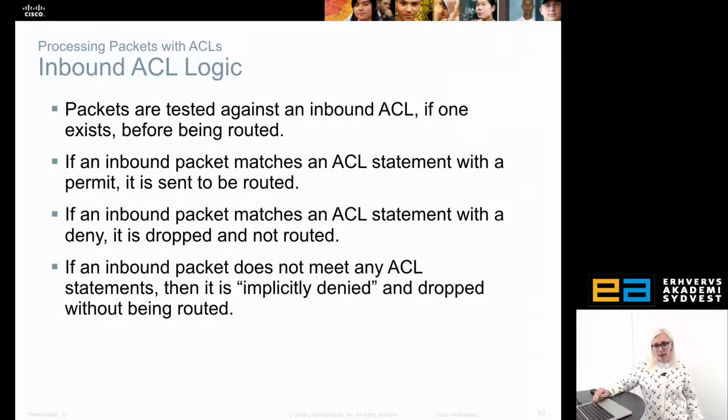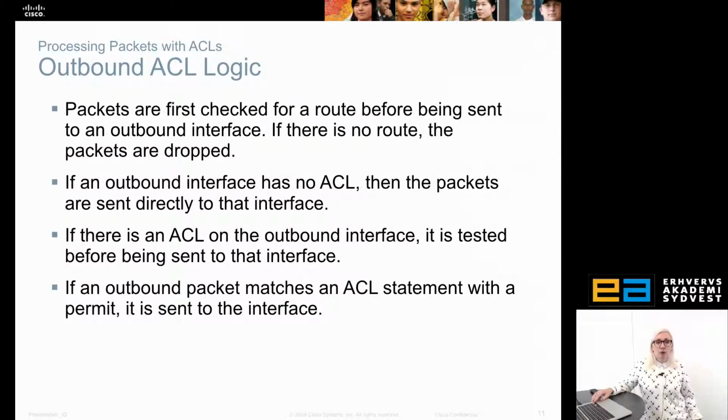Packets that are tested against an inbound ACL will be tested before the traffic is being routed, so that if you drop a packet, it will of course not be routed. If an inbound packet does not meet any of the ACL statements, then there is the implicit deny, and it will be stopped and not routed. If it's an outbound ACL, then packets are checked first for a route. Of course, we need to figure out if you want to send them out and where we want to send them. And then afterwards, they are checked against an ACL.